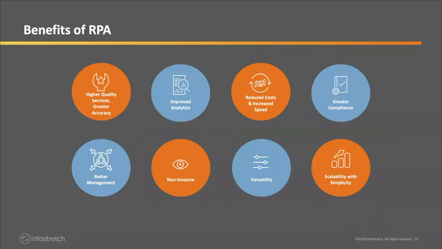So let's talk about the benefits. Benefits are pretty obvious, right? If you look at higher quality of services, definitely now that there is predictability, the software is doing that work for you. Once you get it perfected, you're going to have better quality, better accuracy. You're going to have improved analytics. We can generate a lot of logs. We don't have to rely on the human to keep track of what they're doing. Definitely, you're going to have a lot of analytics that you can deduce out of it.